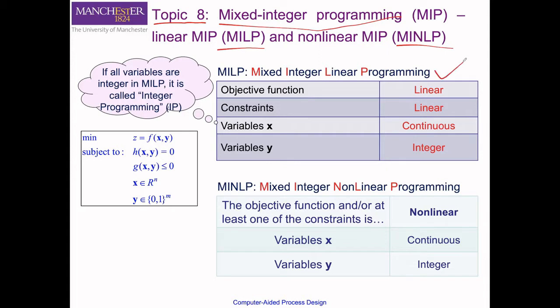In the mixed integer linear programming, the objective function is linear, constraints are linear, some variables are continuous variables, some variables are integer variables. In the mixed integer nonlinear programming, the objective function and/or at least one of the constraints is nonlinear. Some variables are continuous, some variables are integer variables. If all variables are integer in the mixed integer linear programming, it is called integer programming.